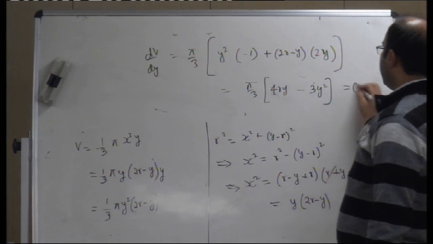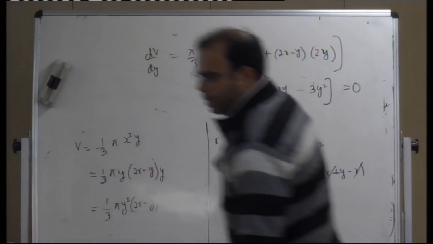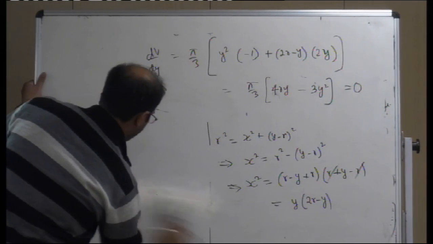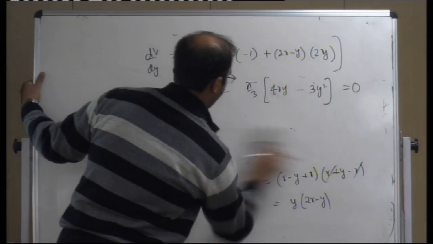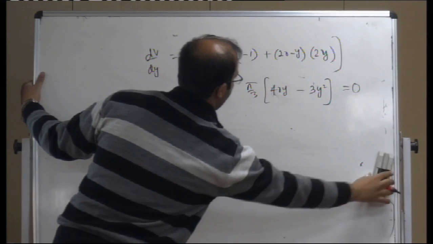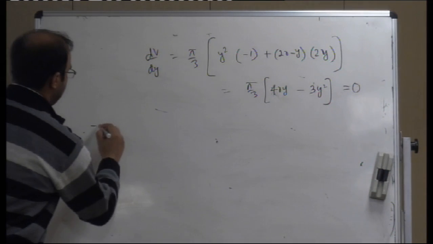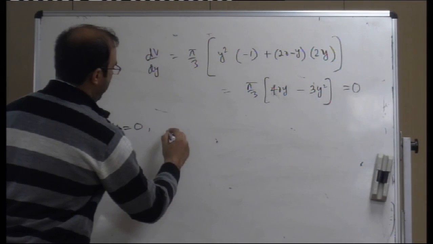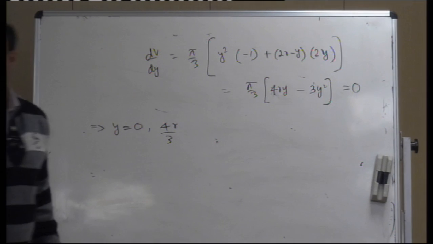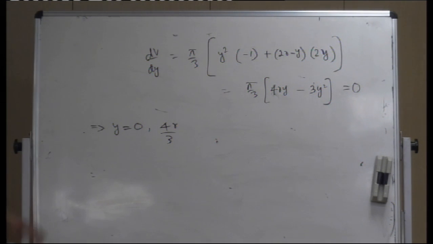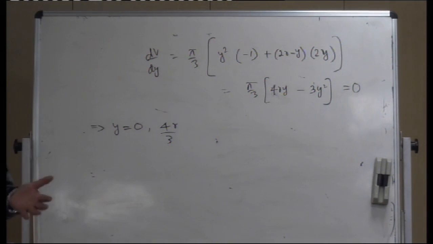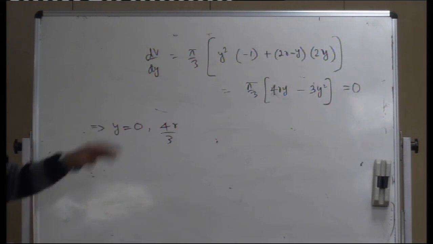and when we equate it to 0, you will get y as either 0 or y as 4r upon 3. These are the two cases we are getting here. Now y equal to 0 we cannot take, because in that case the cone won't exist. So that is a case obviously of minimum volume. You have taken the height of the cone as 0.